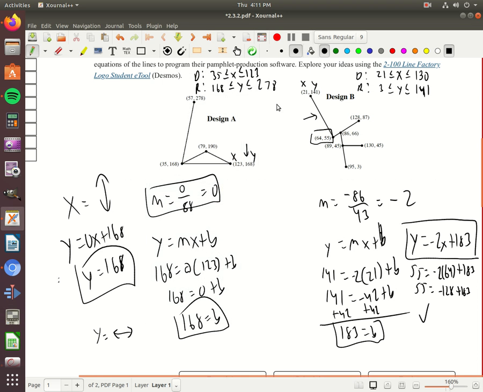Again, obviously, you should pick design A and do this one, this one, this one, and this one. 1, 2, 3, 4. This one has 1, 2, 3, 4 as well. I just did one of each, and the domain and the range.